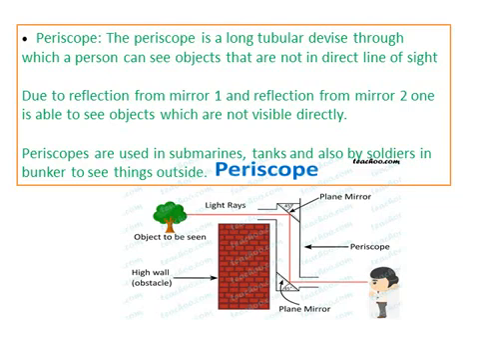So light rays from the tree get reflected from mirror 1, and the image of that is received by mirror 2 and transferred to the observer. So an observer who hides below the surface of the land is able to see what is happening on the floor. Periscopes are usually used in submarines, tanks, and also by soldiers in bunkers to see things outside.